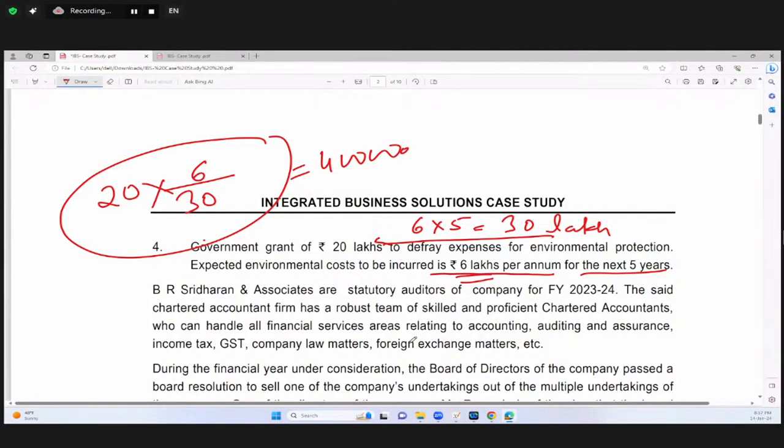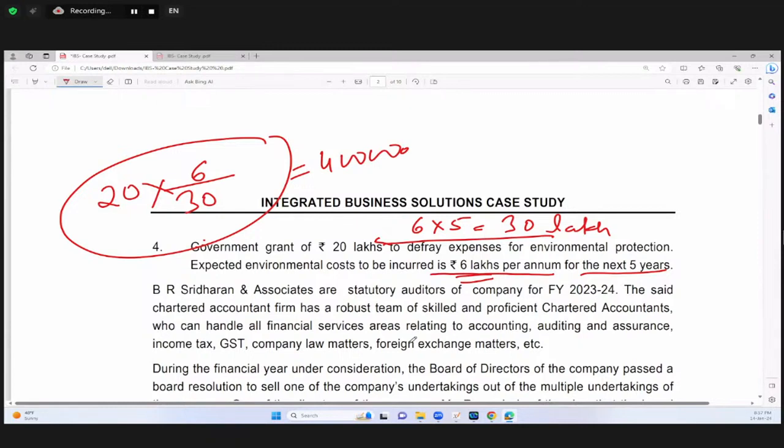Because the concepts of Ind AS 20 are the same whether you study from the study material or from the education material, many questions may be similar. If you find additional questions in the education material, you can definitely refer to that. That won't be considered out of syllabus because Ind AS 20 is applicable to you. What is required is that you know Ind AS 20; from where you practice the questions is up to you.